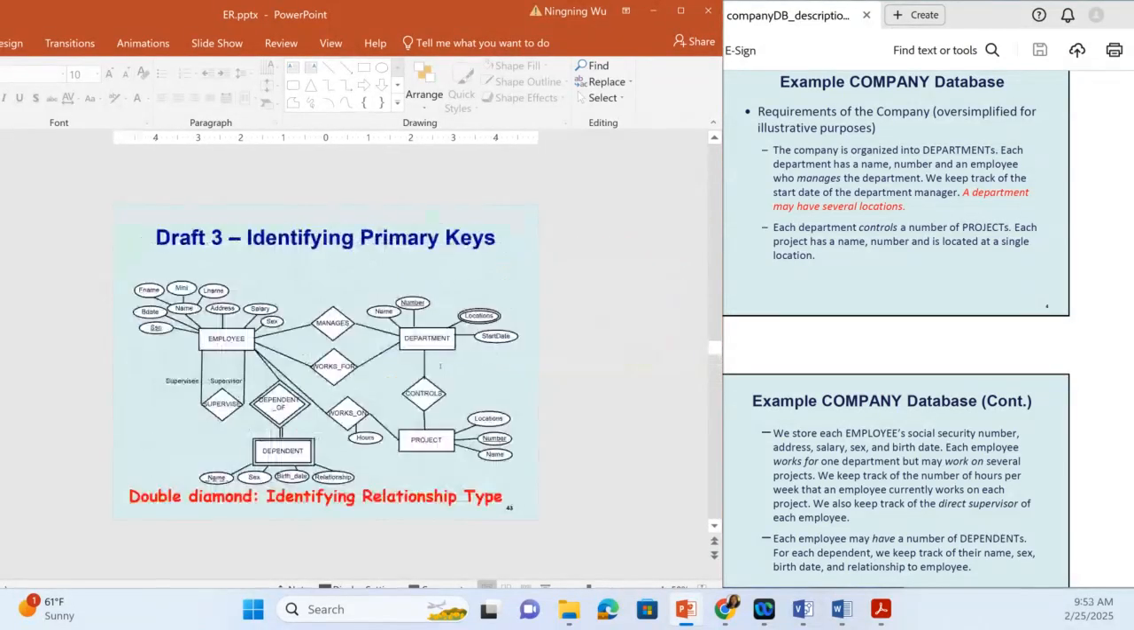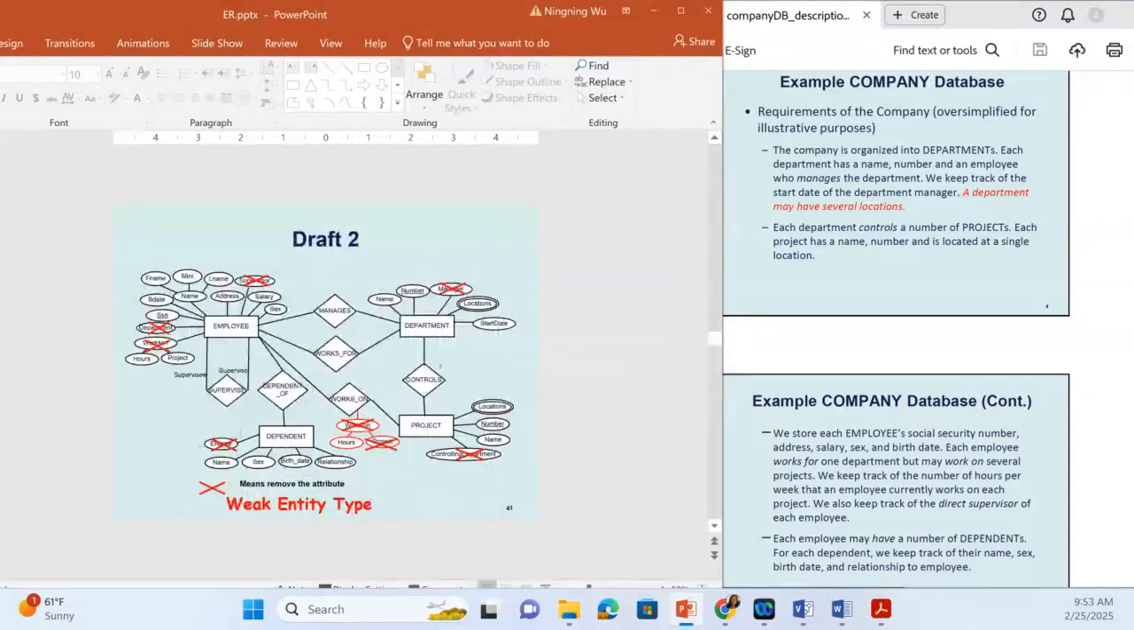But in practice, it really depends on the user's needs. For example, here, when we record dependent information, we only record their name, sex, birth date, relationship, and also the employee name. It's a common practice in real-world databases that we assign a unique ID for each entity or each record in the table. Usually we call that a surrogate key, more like a row index.